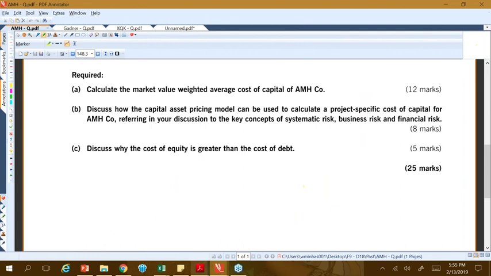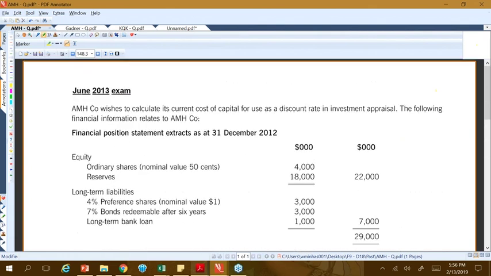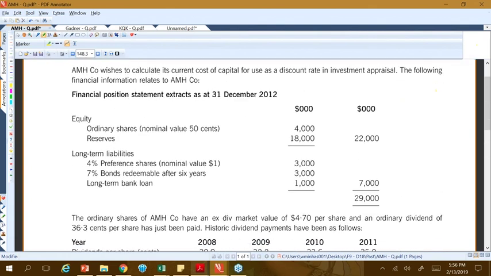Part A is to calculate the market value WACC for 12 marks. Straightforward calculation of the WACC here. We will come back to B and C later, but let's just focus on A. So let's read this question carefully. Again, I would appreciate if you keep making notes of important points here.